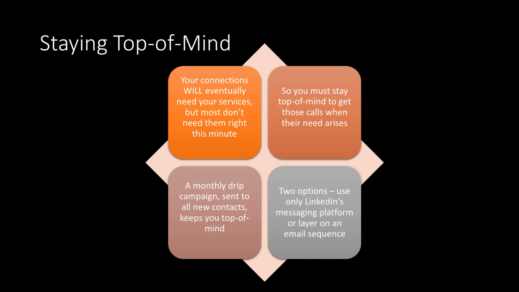And the way this happens is through an automated sequence of monthly messages that all of your new connections receive. And you have two options for how this drip message campaign works. Either you use the LinkedIn messaging platform on its own, or as an option, you can layer on an email sequence and hit them outside of the LinkedIn platform as well. Either way, the drip messaging keeps you top of mind with your connections.